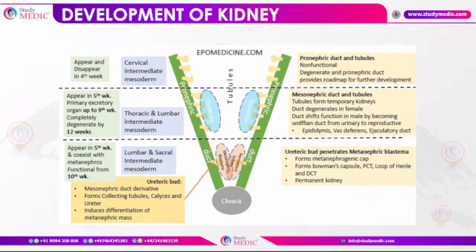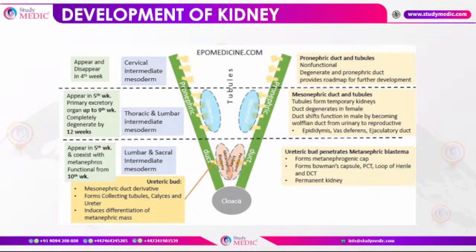Coming next in development is the mesonephric duct and tubules, which originate from the thoracic and the lumbar intermediate mesoderm. They start to appear by the 5th week and they function as the primary excretory organ till the 9th week of gestation. The complete degeneration is seen by around 12 weeks. Knowing the importance of this, the mesonephric tubules are the ones which act as the temporary kidneys till the permanent ones are formed.